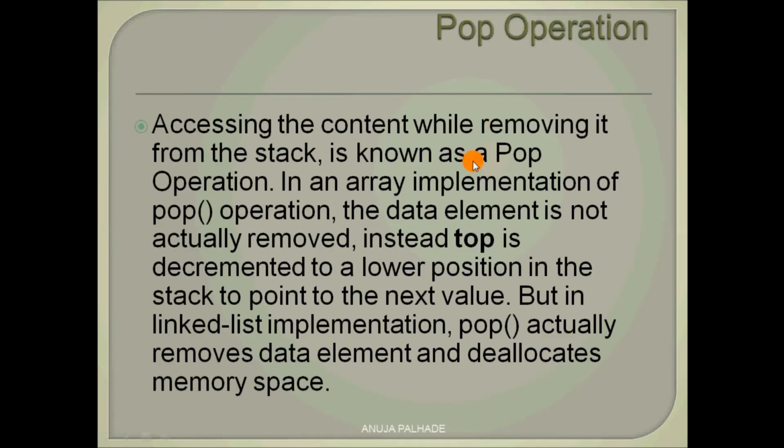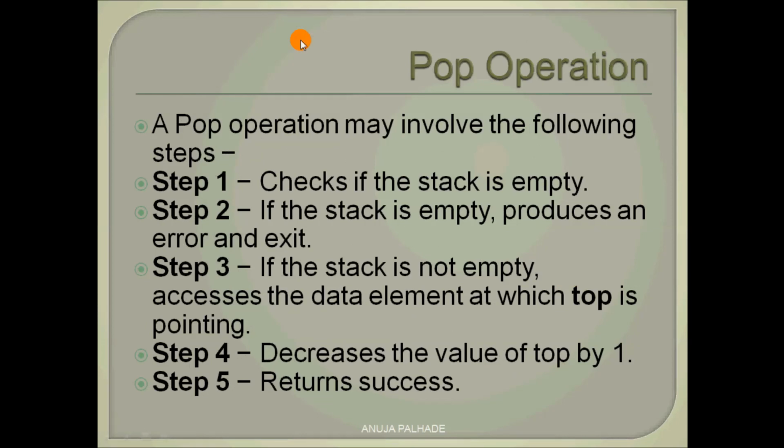So this line is actually saying that in the array implementation of the pop operation, the data element is not actually removed. Instead, top is decremented to a lower position in the stack to point to the next value. But in the linked list implementation, pop actually removes the data element and deallocates the memory space. Dynamically we are taking the memory space there, so we have to actually deallocate the space in the case of a linked list. A pop operation may involve the following steps.